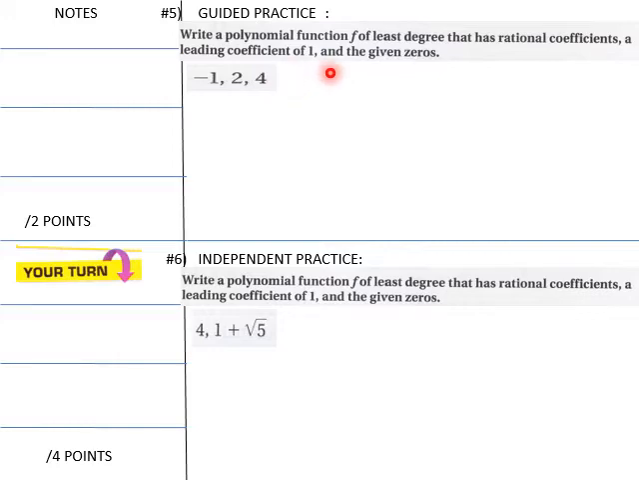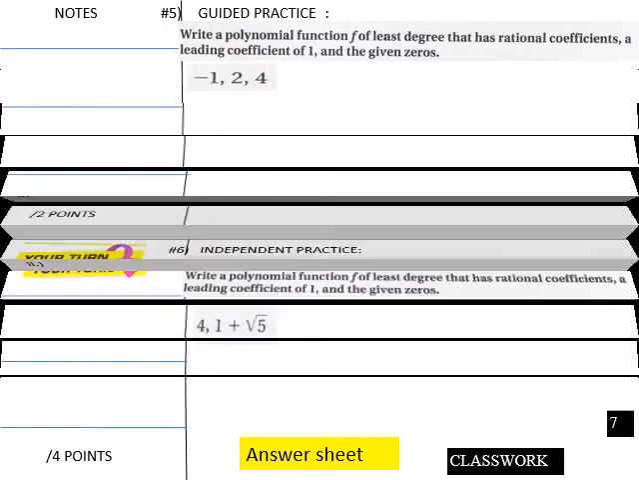Write a polynomial function f of least degree that has rational coefficients, a leading coefficient of 1, and the given zeros. Same situation down here for you students. So you have, well, I'm going to let you do it. Okay, let's do what I got to practice here.